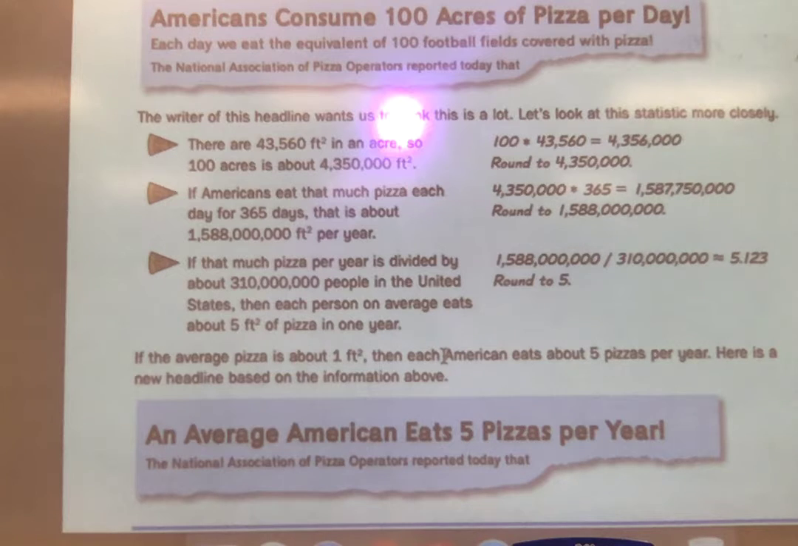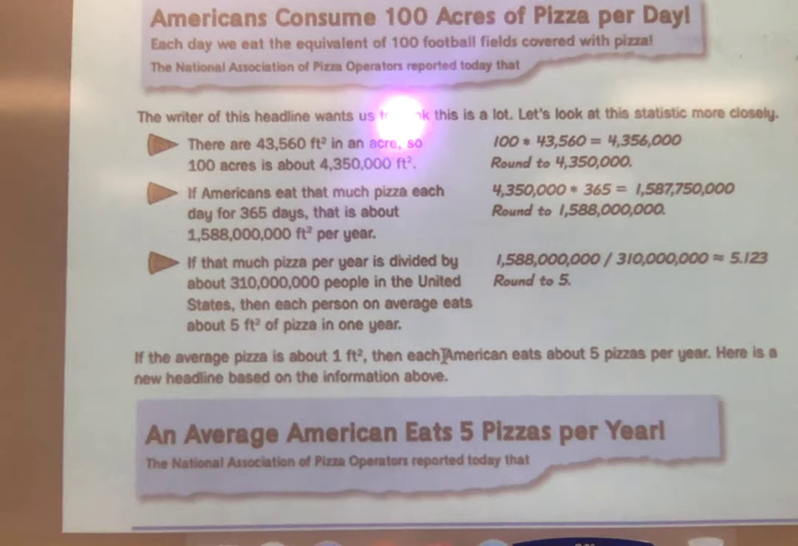So we're going to look at some headlines here first before we get to graphs and talk about how this can be persuasive, how we word things can persuade how we feel about things. So look at this first headline up here. Americans consume 100 acres of pizza per day. Okay, which means each day we're eating the equivalent of 100 football fields covered with pizza. Okay, so again, that's kind of got that wow factor. 100 football fields covered with pizza. That's a lot of pizza.